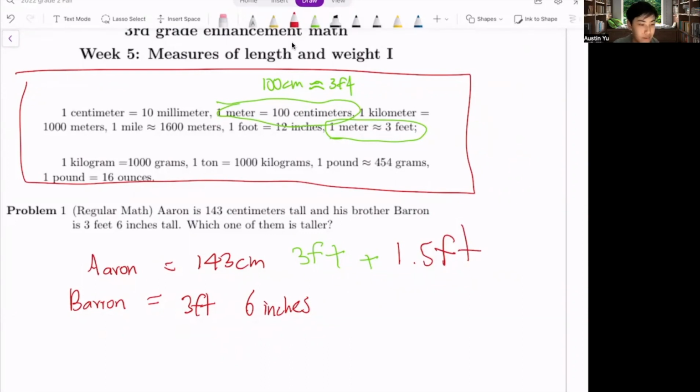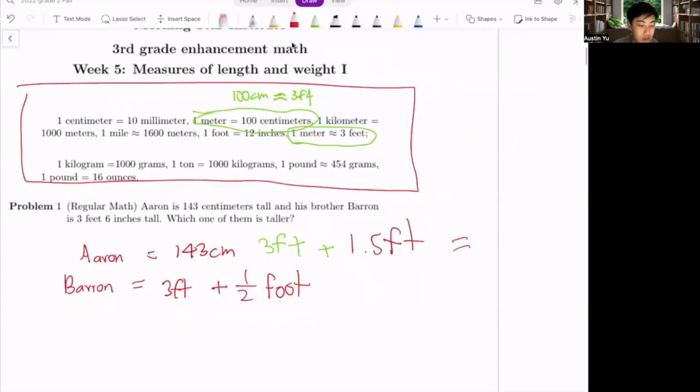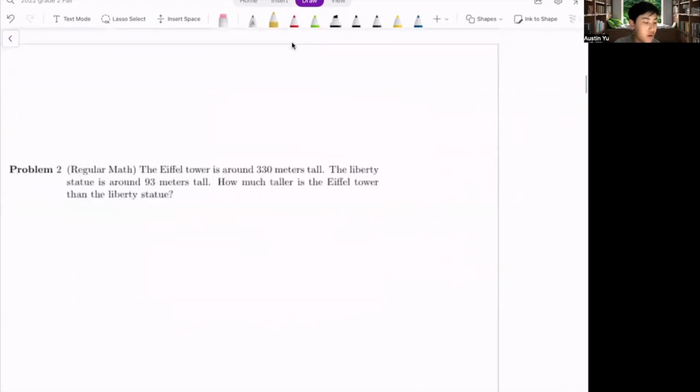Let's write that. 3 plus 1/2 of a foot. Clearly, Aaron is taller because 3 feet plus 1.5 feet is 4.5 feet, while Baron is just 3.5 feet. So Aaron is taller.